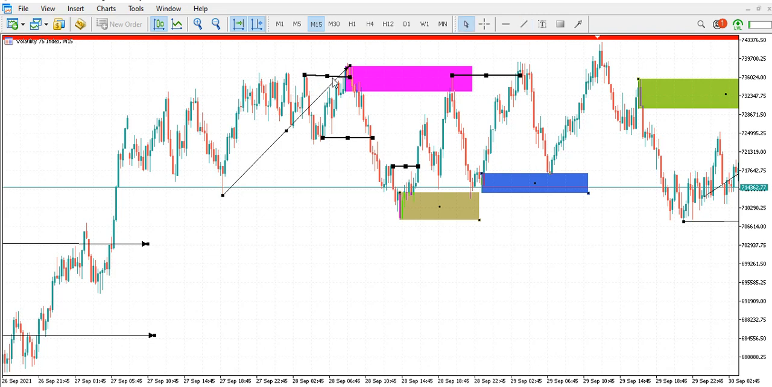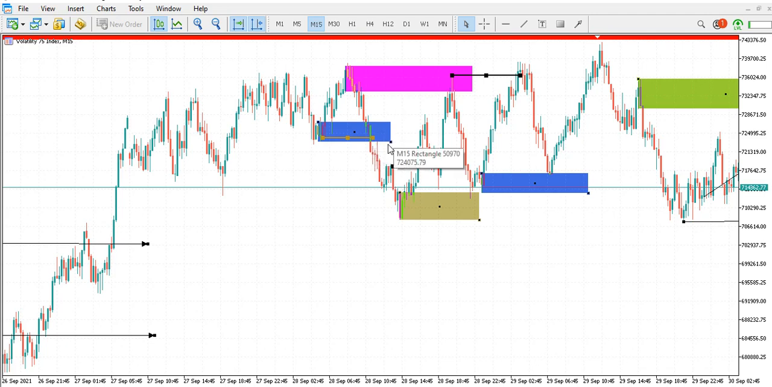Okay, after it broke structure, let's delete this. I don't want to leave a lot of things. After it broke structure, what do we see? We see another order block, the last bearish candle before the move up. This is the last bearish candle here. This is where it ends. So we expected price to come and respect this zone and then move up again, but that did not happen.